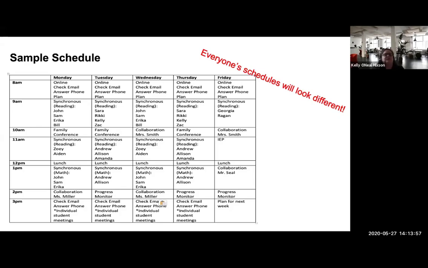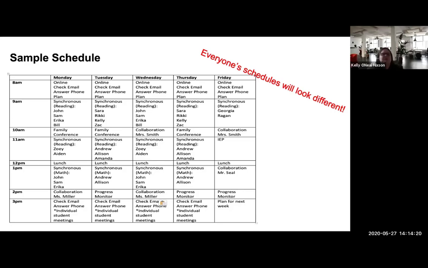Then maybe at 9, you're going to do some synchronous reading groups. So I'm going to group some students together. I might have smaller groups, I might have one-on-one groups. So just think about the activities and how that fits with the student, because like I said, you want to make sure you're grouping students who have similar interventions.